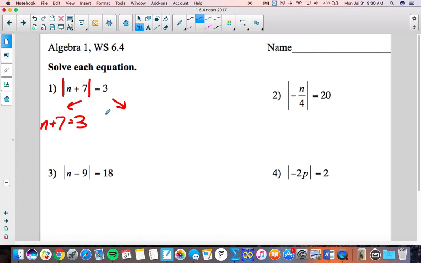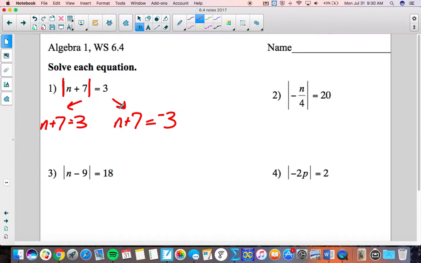The other one, to get our second answer to this absolute value sign, to answer the distance problem here, we're going to set it equal to the opposite number of 3. It could either be 3 steps to the right or it could be 3 steps to the left from 0. So that'd be like a -3 if we're going on the left of the 0 on the number line.